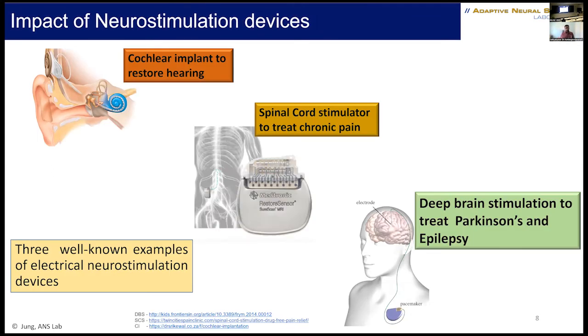Now, there are three well-known examples of neurostimulation devices that have made an impact on healthcare. One is cochlear implants, which have been used to restore hearing, spinal cord stimulator devices, which are used to treat chronic back pain, and deep brain stimulation devices, which are used to treat Parkinson's and epilepsy.